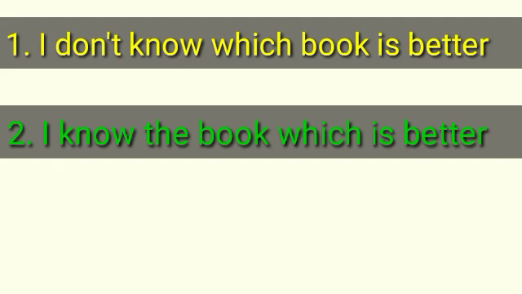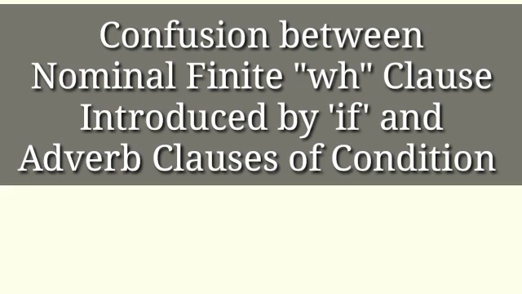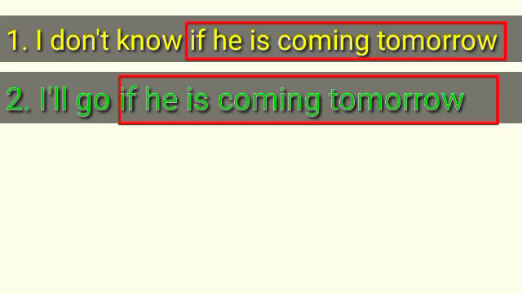Okay, let's move on to confusion number 3. Confusion number 3 is confusion between a nominal finite WH clause introduced with the help of "if" and an adverb clause of condition. Adverb clause of condition is also introduced with the help of "if", and a nominal finite WH clause is sometimes also introduced with the help of "if". Let's have a look at these examples. See the first one, I don't know if he is coming tomorrow, and the second is I'll go if he is coming tomorrow. In both the sentences, "if he is coming tomorrow" is functioning as the subordinate clause.